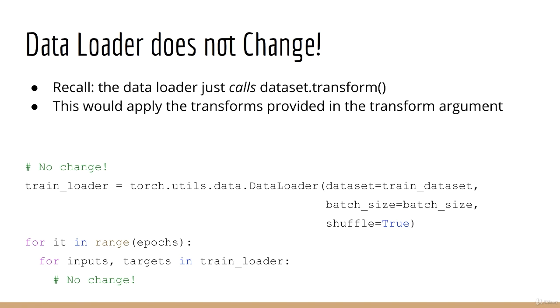Similarly, we should expect that the training loop also does not change. We still have a nested for loop to do batch gradient descent. The first loop is still for i in range epochs, and the second loop is still for inputs, targets in data loader. The only thing to be careful about is that while you do want to augment the training set, you probably don't want to augment the test set. Otherwise, you get a different answer each time you evaluate it, which is undesirable.